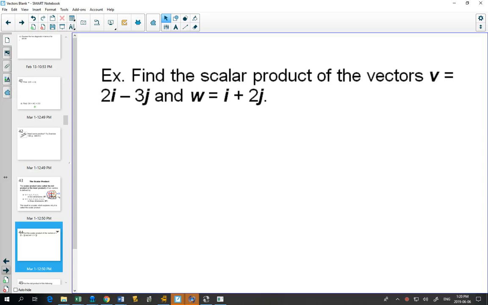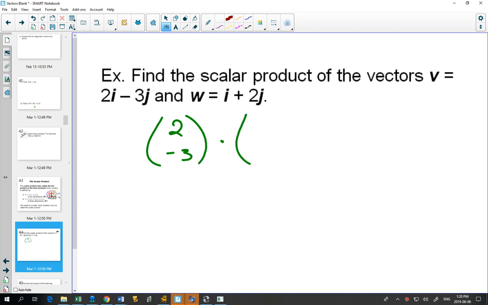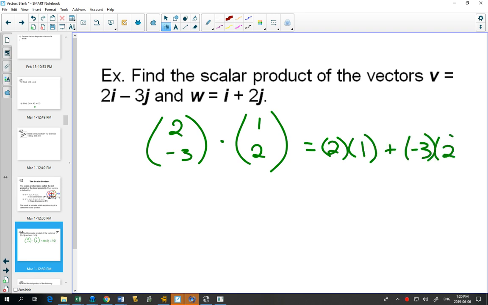But to start off with, we've got 2 vectors, 2i minus 3j, and w equals i plus 2j. In other words, we have (2, -3) dot product with (1, 2). It's going to equal 2 times 1. I'll show all the work, so that if you look back at your notes later, you can follow it. Then negative 3 times 2, and add them up, you get negative 4.